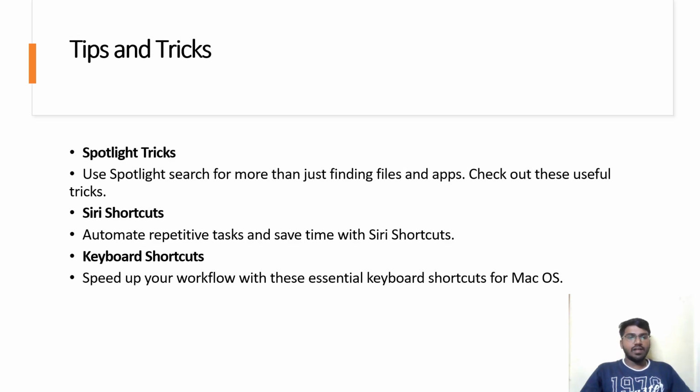Tips and tricks. There are Spotlight tricks, Siri shortcuts, and keyboard shortcuts. Spotlight tricks: use Spotlight search for more than just finding files and apps. Check out these useful tricks. Then Siri shortcuts: automate repetitive tasks and save time with Siri shortcuts. Keyboard shortcuts: speed up your workflow with efficient keyboard shortcuts for macOS.